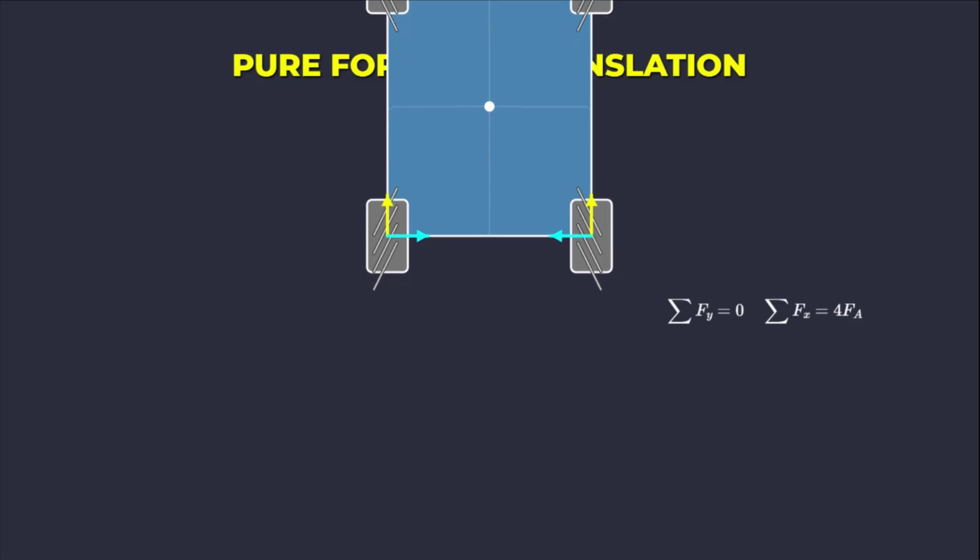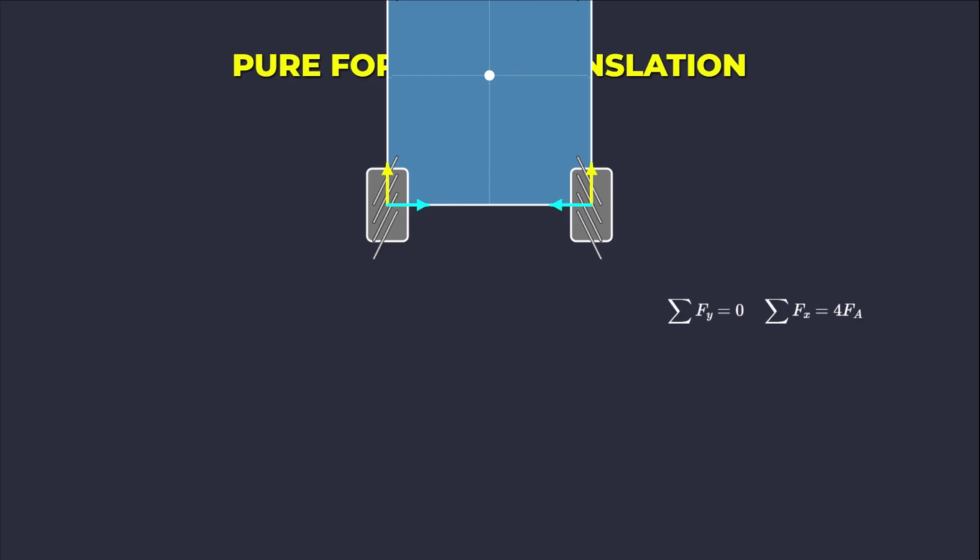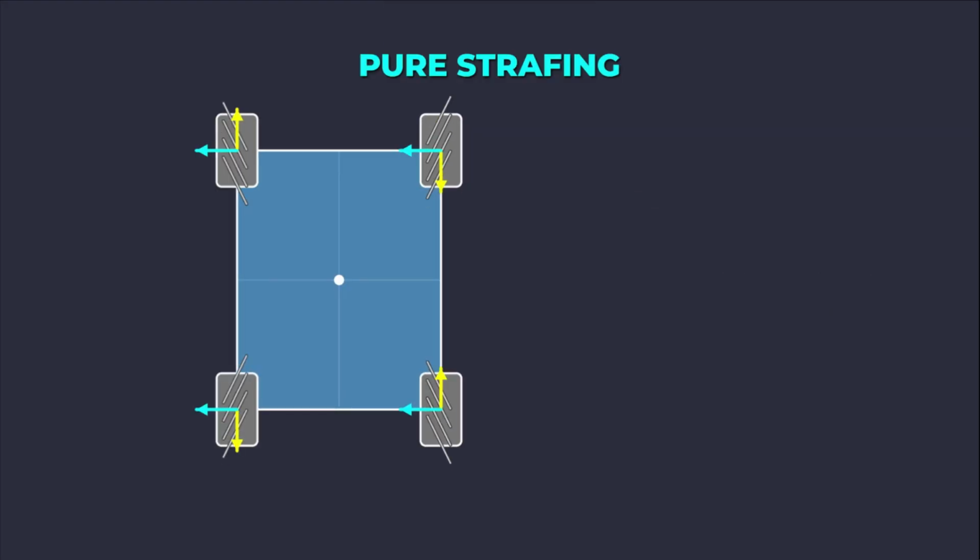This demonstrates the simplest case where the complex roller geometry simplifies to standard differential drive kinematics along the primary axis, provided the side forces perfectly nullify each other.